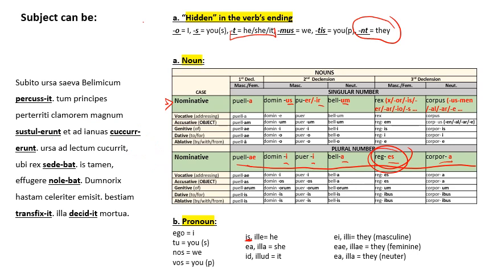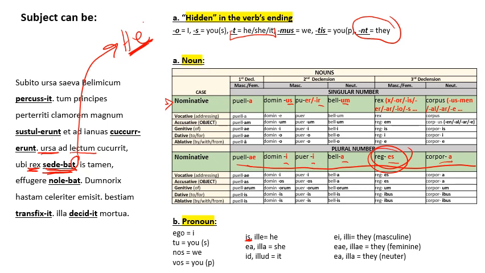Moving on. I will look at sedebat. This verb ends in bat. Or you can just look at the T. Well, that's the same. So T is for he. So I have a singular subject. Let's go back in the sentence and see if we can find a noun that can function as a subject. I have ursa, that's a noun. Lectum, that's a noun. And rex, that's a noun.